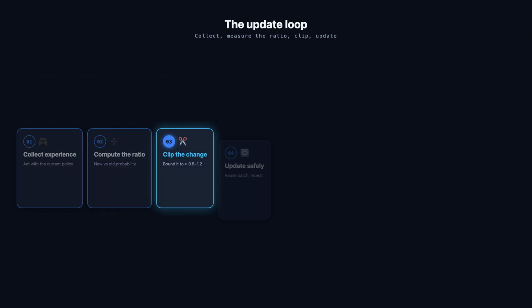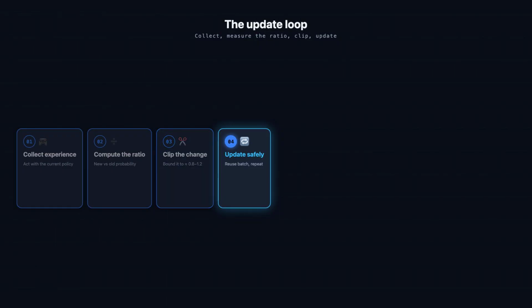Here's the heart of it. PPO clips that ratio to a small range, roughly 0.8 to 1.2, so no action's probability is allowed to move too far in one step. The clipped objective quietly caps how aggressive the update can be, removing the incentive to chase a tempting but dangerous leap. Finally, update inside that safe band, and reuse the same batch over several mini-batch passes to squeeze more learning from it. Then collect fresh experience and repeat, staying close to the last policy the whole way.